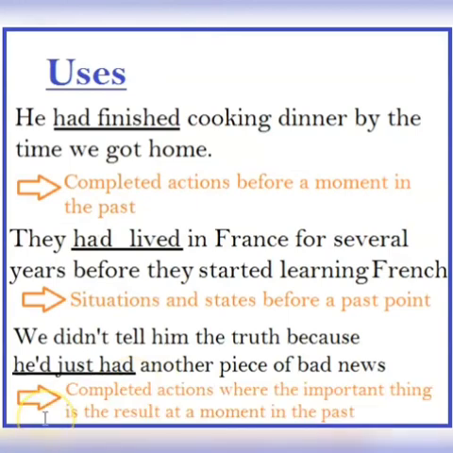So, the third use is to talk about completed actions where the important thing is the result at a moment in the past. So, analyzing this last example, the important thing was the result at this moment in the past. The result is that they didn't tell him the truth. Why didn't they tell him? Because of these other actions that had happened before.